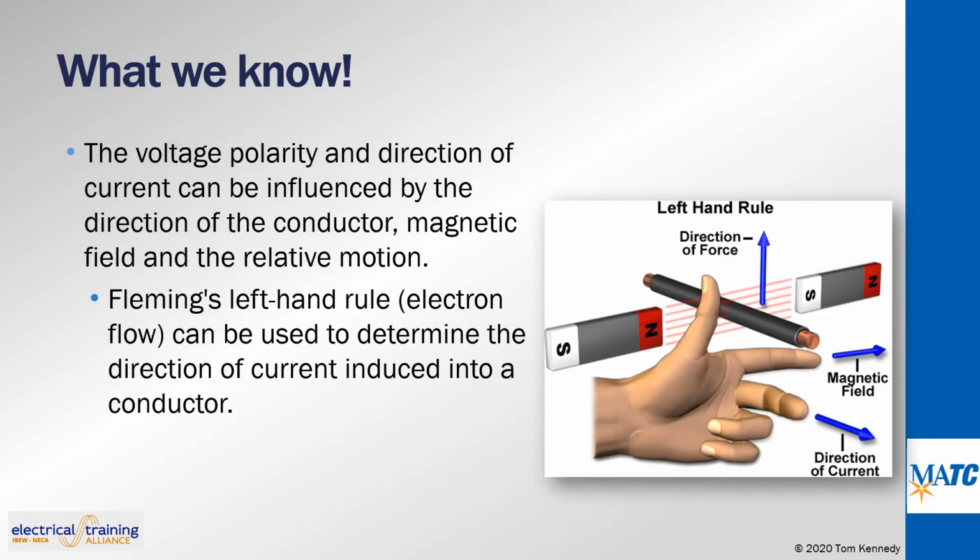The voltage polarity and direction of current can be influenced by the direction of the conductor, magnetic field, and the relative motion. This is expressed using Fleming's left-hand rule. When evaluating the circuit using electron flow theory, the thumb indicates the direction of relative motion of the conductor to the magnetic lines of flux. The forefinger points in the direction of the field flux, and the middle finger indicates the direction of current that will be induced into the conductor.